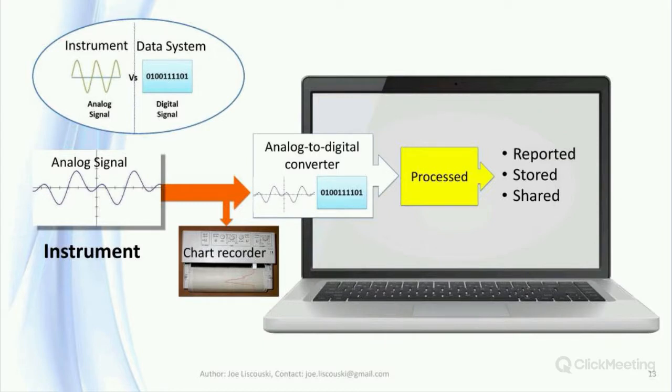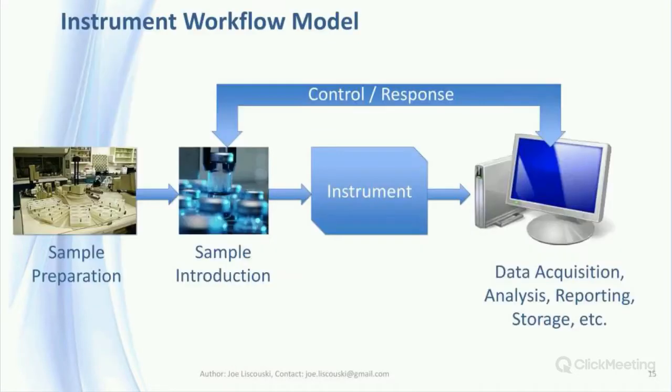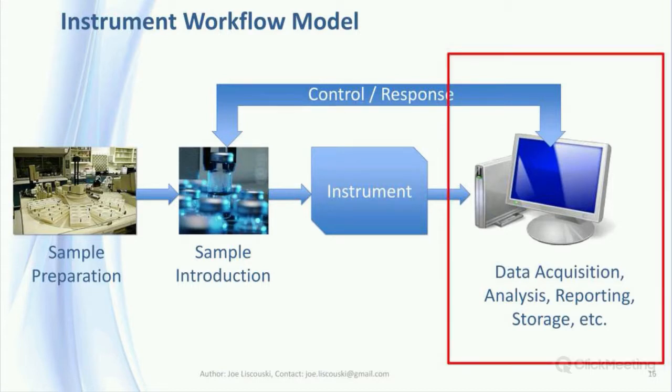Analog to digital data conversion is just the first step in the overall instrument data system model that is typical of instruments connected to separate computer systems. The same model holds for devices such as pH meters and balances. Inside the device packaging, you'll find the sensors, computing, display, and communications ports. Basically, if we can summarize the instrument workflow model, it looks like something like this. It can apply to a balance, a pH meter, a mass spectrometer, or other device.